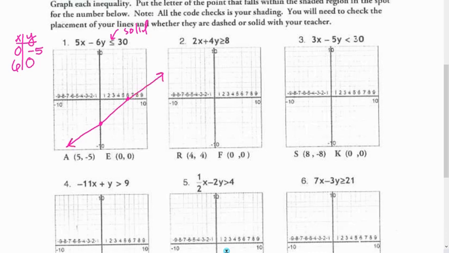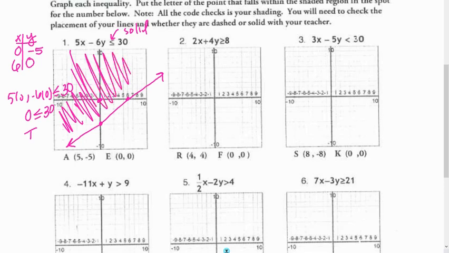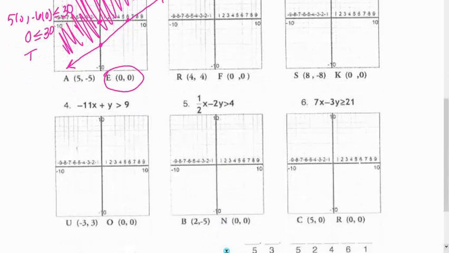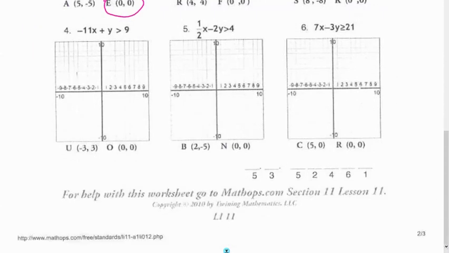Okay, and then I'm going to test 0, 0. And that's one of our points anyways, but I'm just going to test it. If I plug in 0, I get 5 times 0 minus 6 times 0 less than or equal to 30. 0 less than or equal to 30. That is true. So I'm going to shade up here. And the point 0, 0 was in there. And so then that's the one that I am going to circle. And then you would come down to the bottom. And for example, for number 1, you're going to put an E.